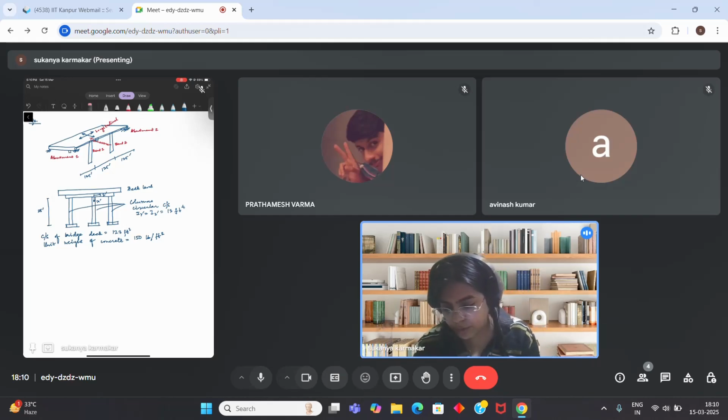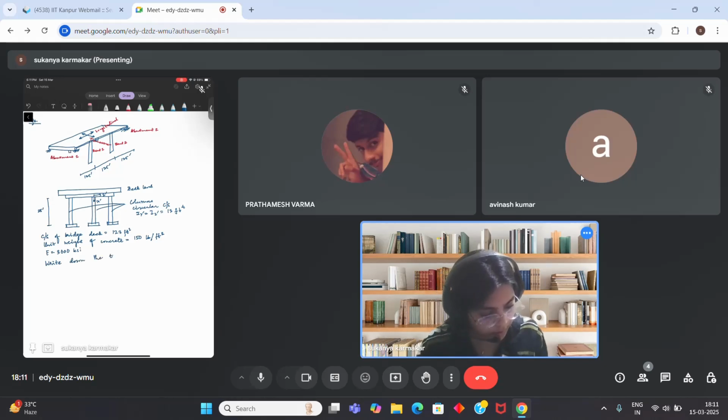So what do you have to do? You have to formulate the equation of motion governing free vibration in the longitudinal direction. And it is given that E is 3000 KSI. You have to write down the equation of motion governing free vibration, so no force is acting on the system in the longitudinal direction.